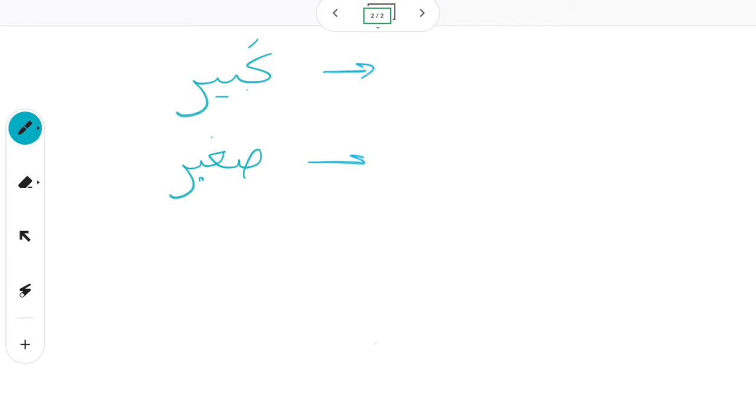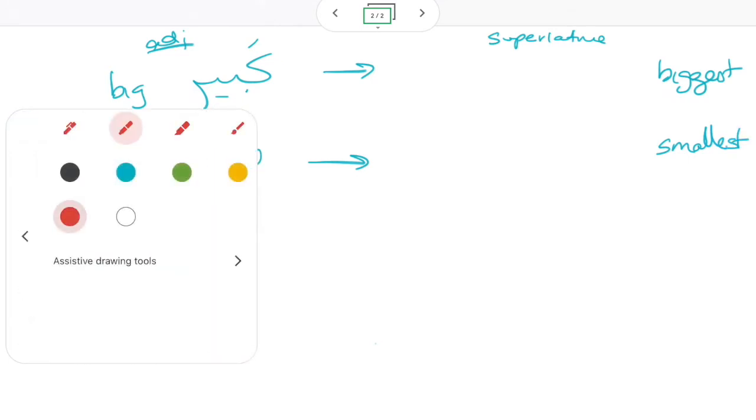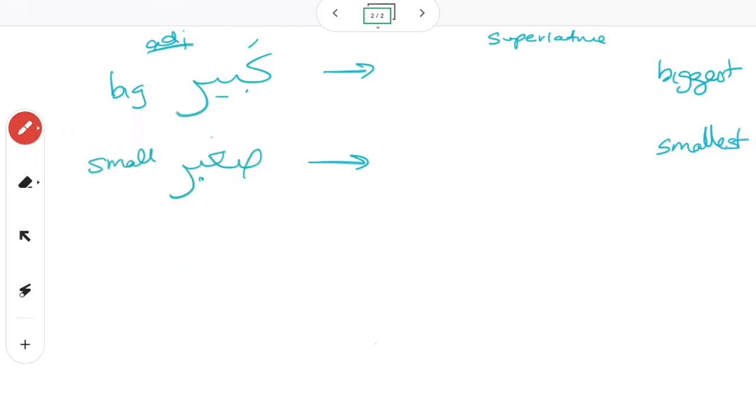So we have kabir, and we have saghir. And we want to change this into ism al-tafdil. So this right here is as-sifa, this is the adjective. And we want to change it to ism al-tafdil, the superlative. So we want to change this from big to biggest or bigger. We want to change this from small to smallest or smaller.